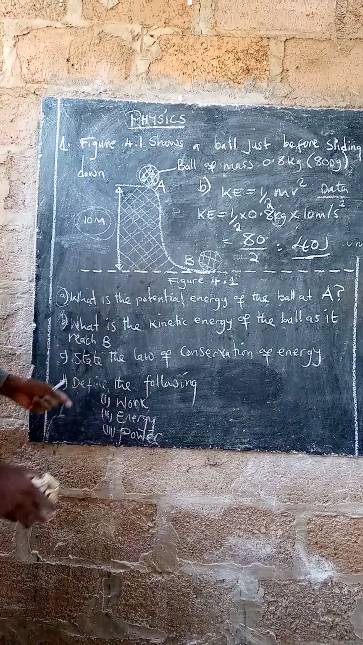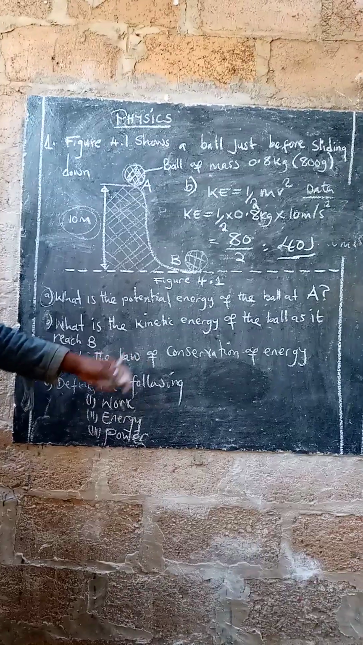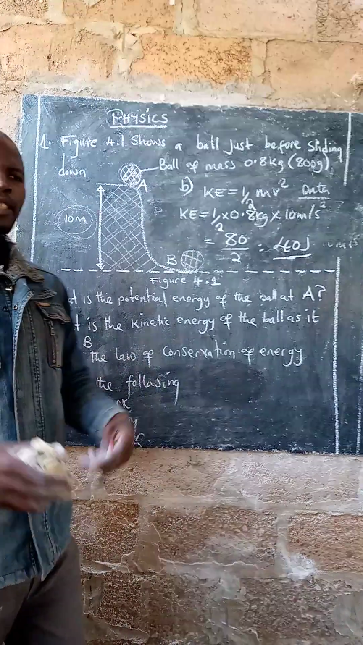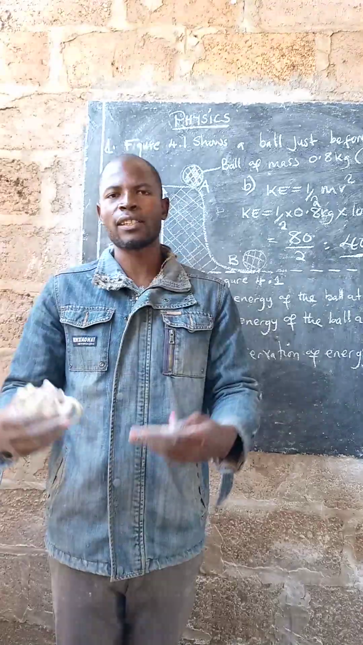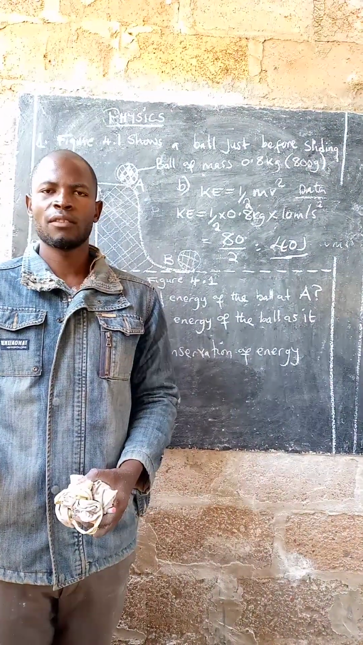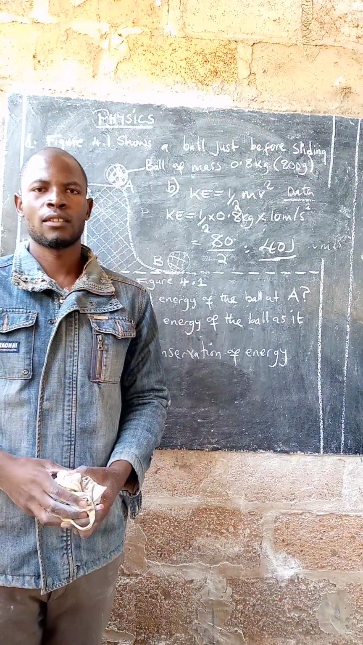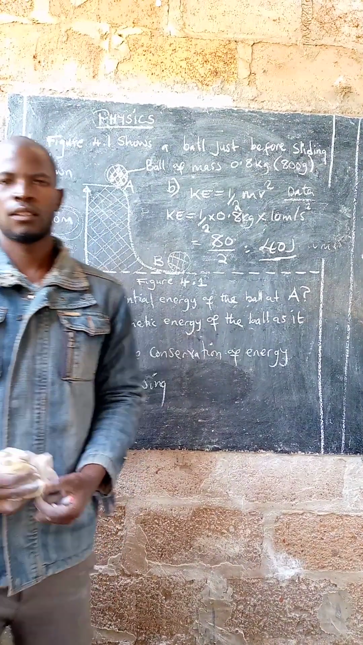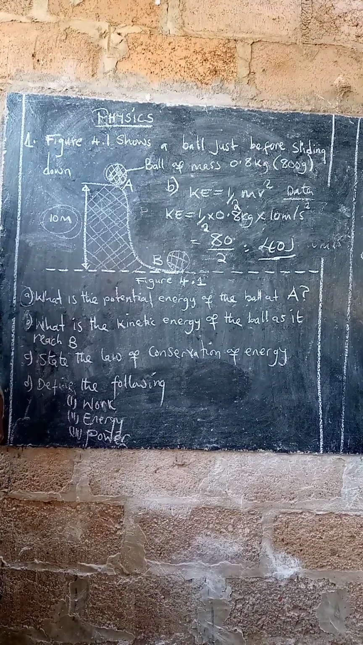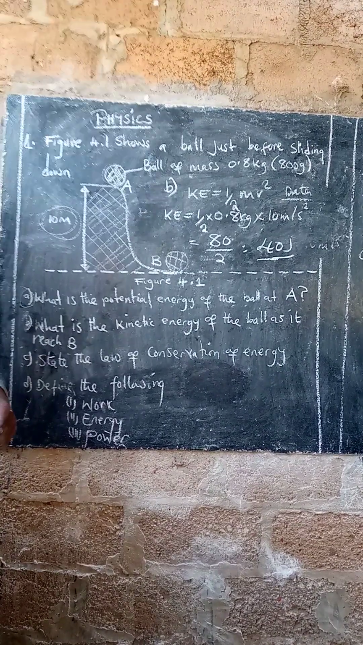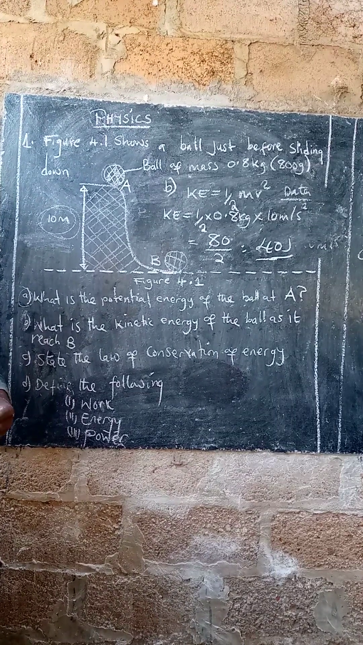Now solve this one, which is saying state the law of conservation of energy. What does the law of conservation state? Who can tell me? Yes. The law of conservation of energy states that energy cannot be created nor destroyed, but can be transferred from one form to another. That's all.